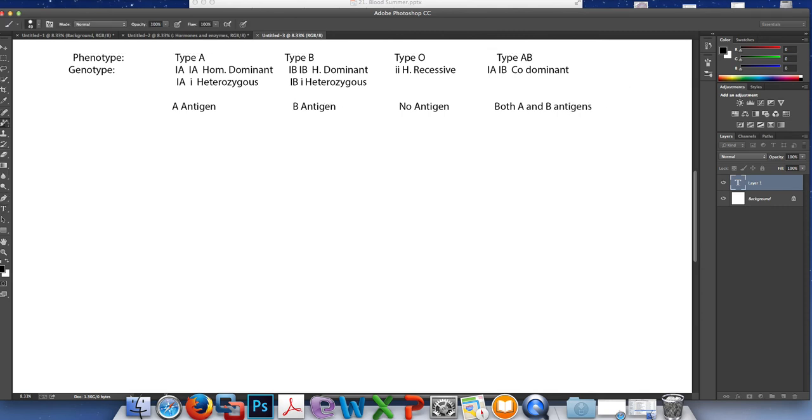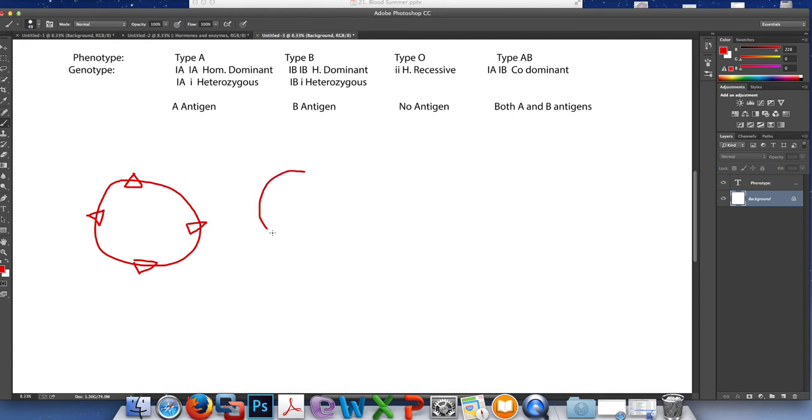So what does this look like? Well, if I were to draw a red blood cell here for my type A blood, on it would have proteins of a certain shape. And these would be our A antigens. So antigen is just a surface protein found on our red blood cells. Our B cells may have a surface protein that looks more like this.